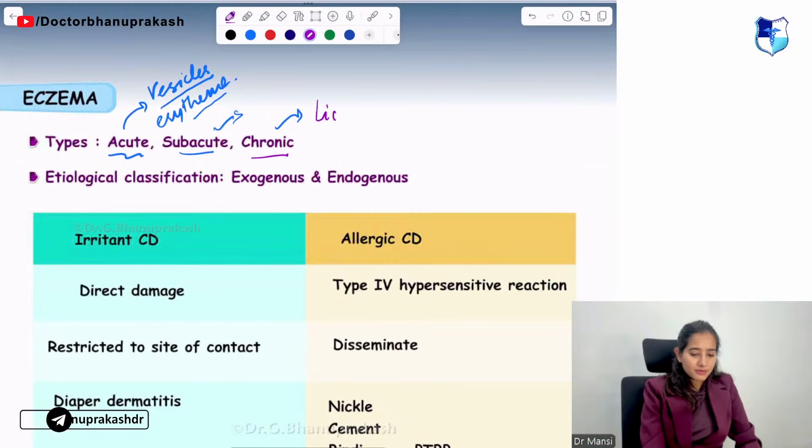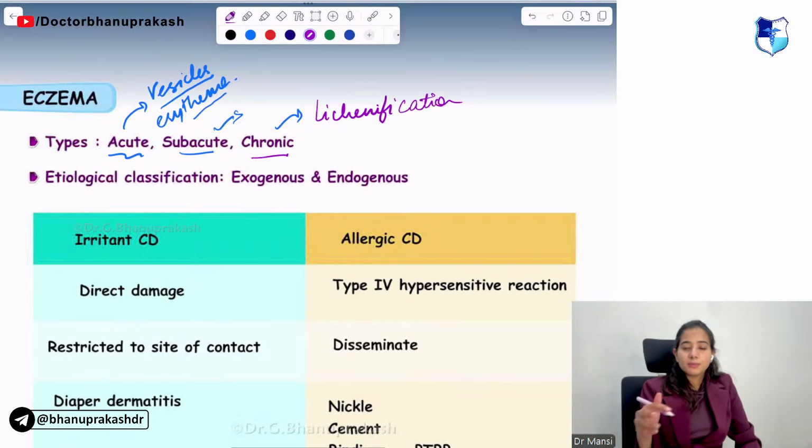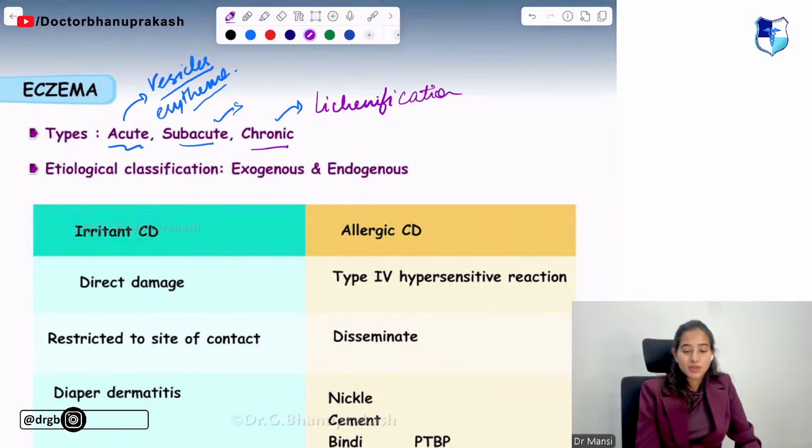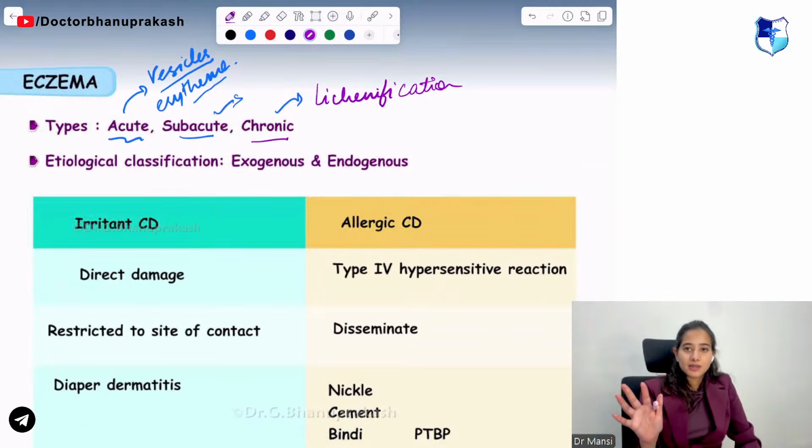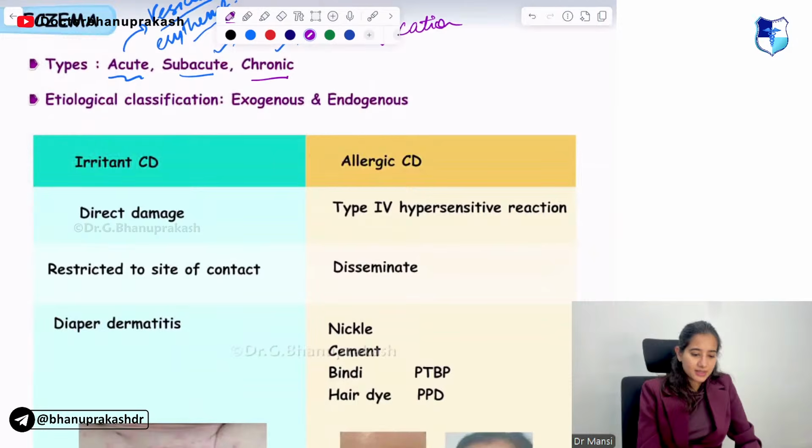Chronic eczema has lichenification, right? I guess Prem Kishore wants to answer that. Lichenification is there because of the itching. The patient is going to continuously scratch the site of the eczematous lesion. So if this is there, there will be lichenification, and there will be scaling, which you can see.